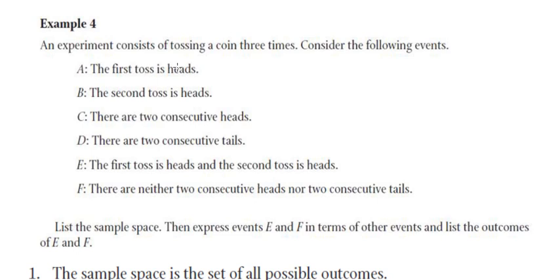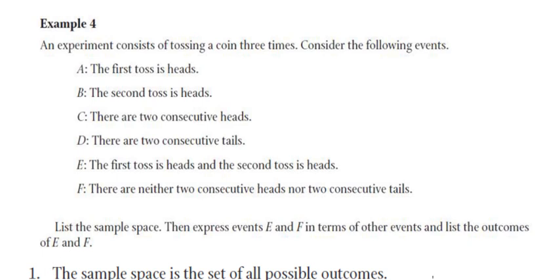So it says an experiment consists of tossing a coin 3 times. Consider the following events. A says the first toss is heads. B says the second toss is heads. C says 2 consecutive heads. D, there are 2 consecutive tails. E, the first toss is heads and the second toss is heads. And F, there are neither 2 consecutive heads nor 2 consecutive tails. So it says list the sample space, then express E and F in terms of the other events and list the outcomes of E and F.